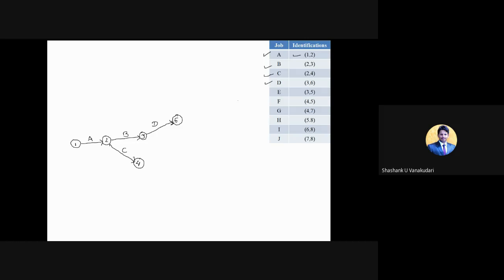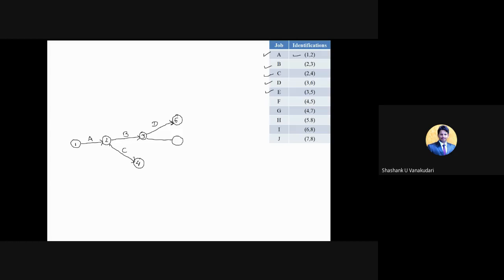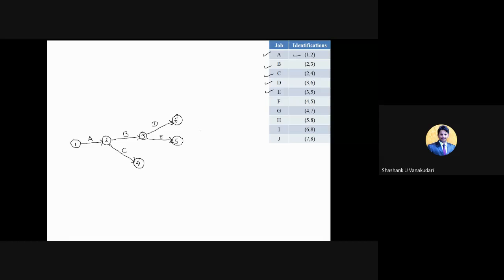And now moving on to the fifth condition, that is activity E that connects 3 to 5. Okay. So I am drawing 3 to 5 in this way, that is activity E that connects 3 to 5. Okay. So the fifth condition is satisfied. And now activity F that connects 4 to 5. So already nodes are there. Just make sure that you join them.